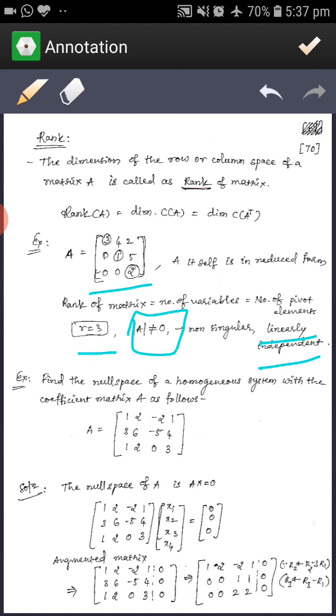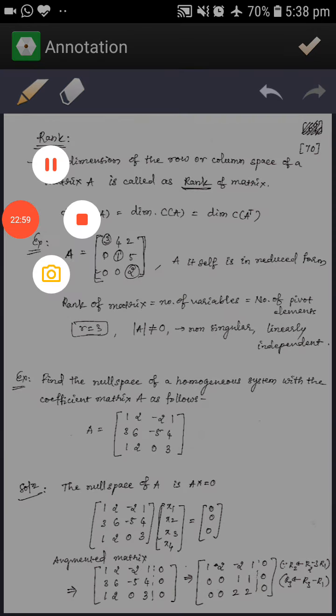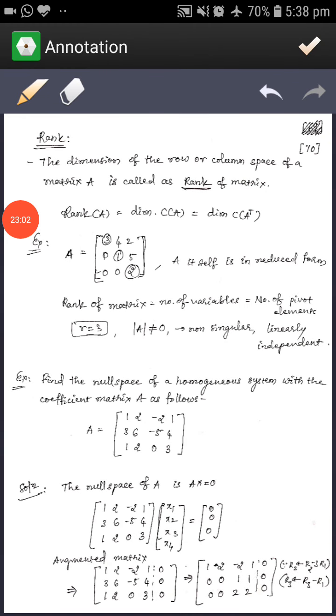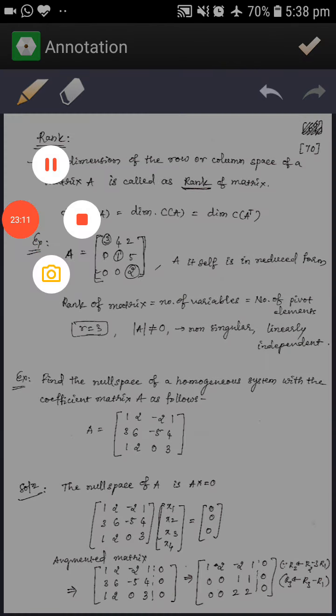But what is the rank of a matrix? The rank of a matrix is nothing but the number of pivot elements, or the number of variables. The number of pivot elements here is 3, so r is equal to 3, the rank is 3 here. Now find the null space. So now we know how to calculate the rank and the dimensions of these subspaces. Now we can go for solving different problems with respect to the null space, column space, and basically the four fundamental subspaces.